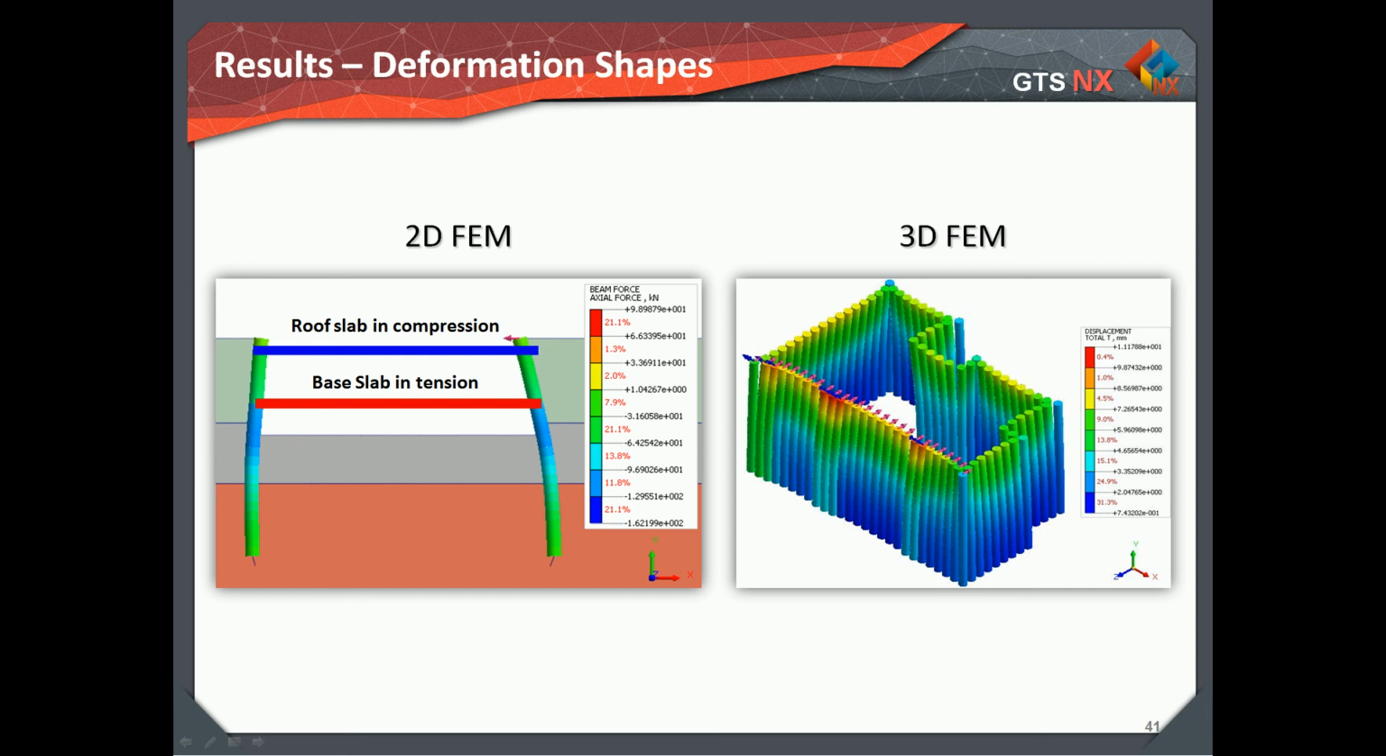However, as the connections are modeled as pinned in all 3 methods, this results in base slab in tension and the top slab in huge compression. In reality, however, this is not the case, as the base slab can only resist compression. By deactivating the base slab, we get more reasonable prop loads.